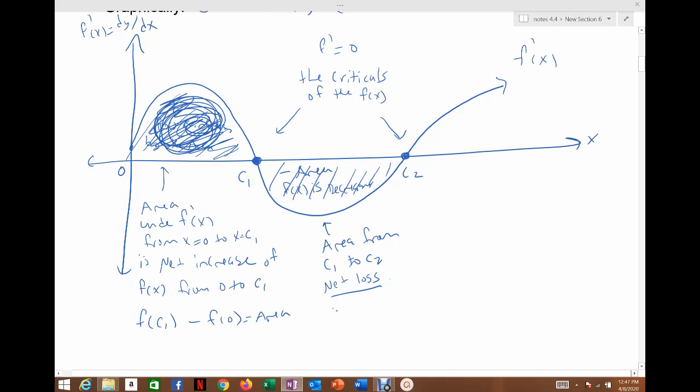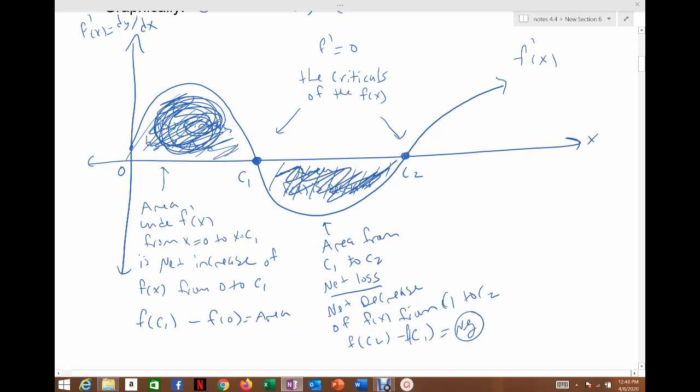It would be a decrease. We would know the net decrease of f of x from C1 to C2. Again, it would represent a loss, as I would take my f of C2 minus my f of C1, and it should come out negative. And it's exactly whatever this area is. And so again, if this were profit, between my first critical value and my second critical value, they lost profit. Profit was decreasing, and this area tells me exactly how much profit decreased by.